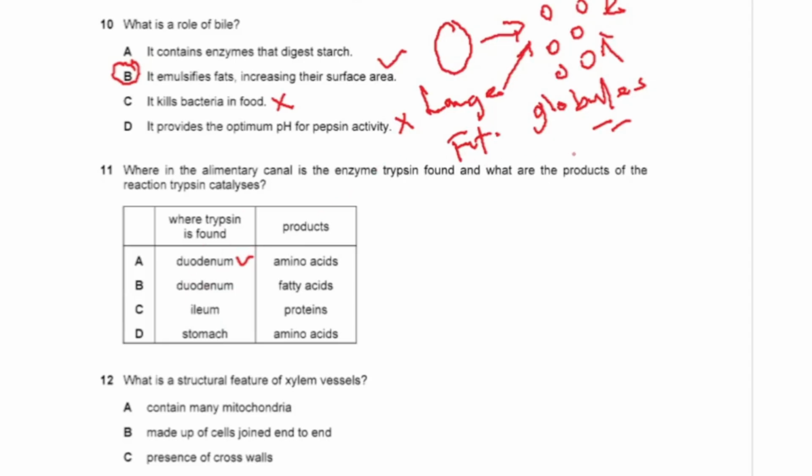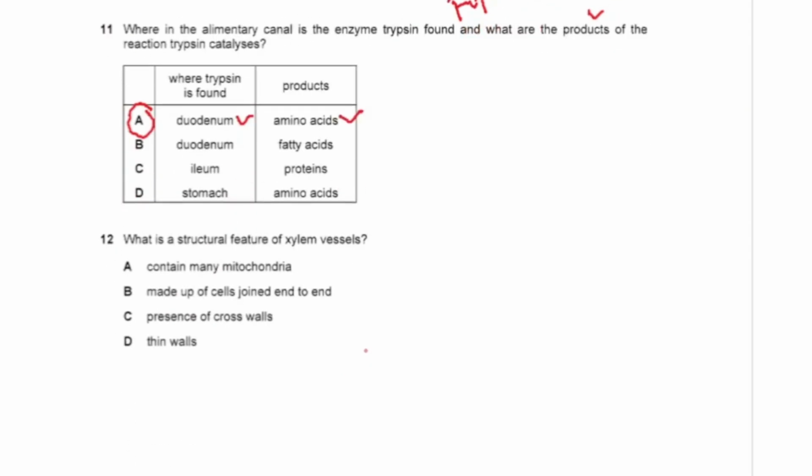But what are the products? In enzymes, you have the substrate, you have the enzyme, and you have the products. The products are what the enzyme would have broken the substrate down into. So looking at it closely, trypsin breaks down protein to form amino acids. So the answer is A. Option A is correct for number 11. Alright, let's move on quickly to the next question.